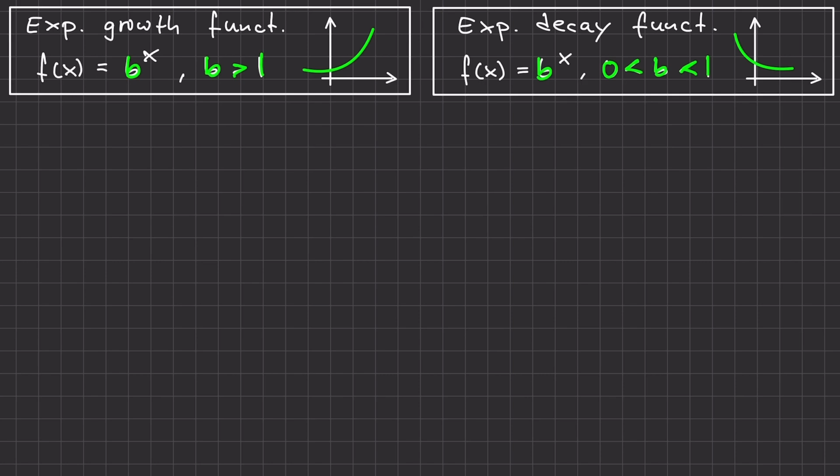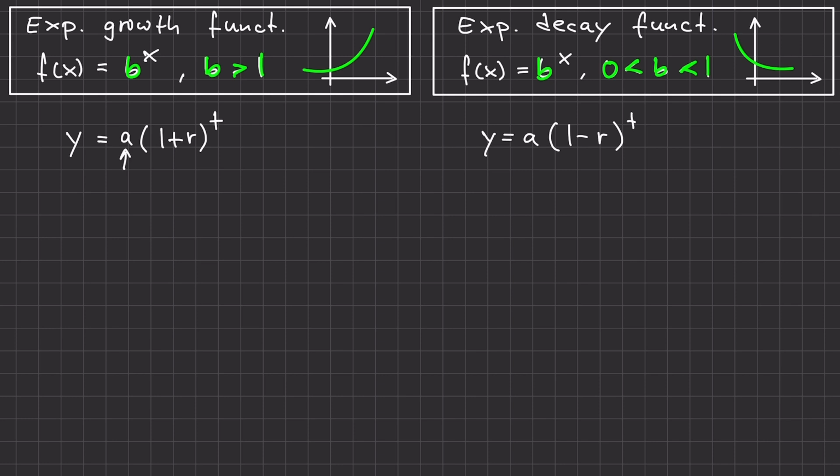Some real-life quantities increase or decrease by a fixed percent each year or some other time period. The amount y of such a quantity after t years can be modeled by y equals a times (1 plus r) raised to the power of t, which is the exponential growth model, and by y equals a times (1 minus r) raised to the power of t, which is the exponential decay model.